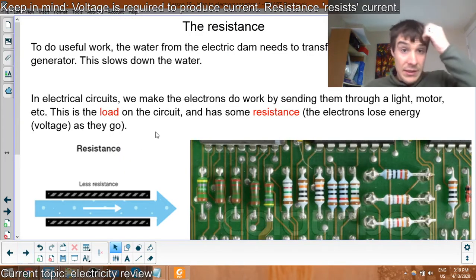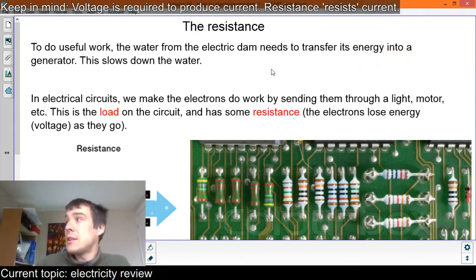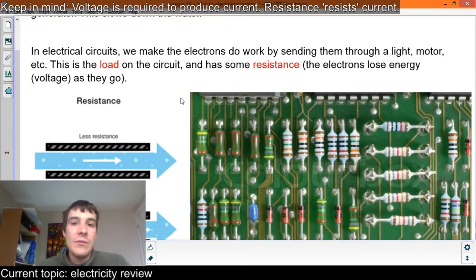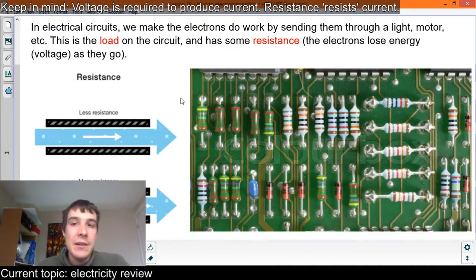Resistance. Resistance is a good one. Resistance in that electric dam analogy would be the water coming in fast but then losing speed as it goes through the turbine. Here, the resistance is a transfer of energy into something else, anything else. So we might think that resistance is bad, but resistance is anything. A light, a motor, some speakers like I had before. Every load on the circuit has some resistance.